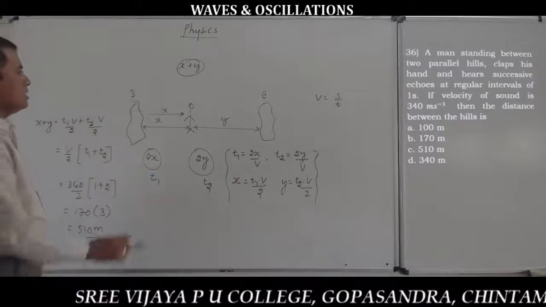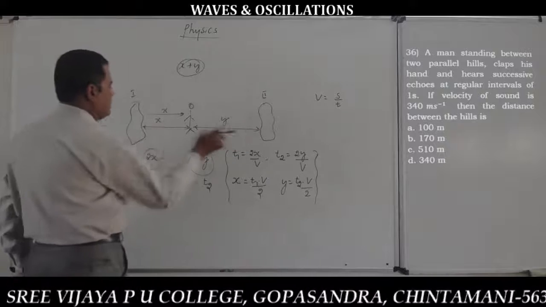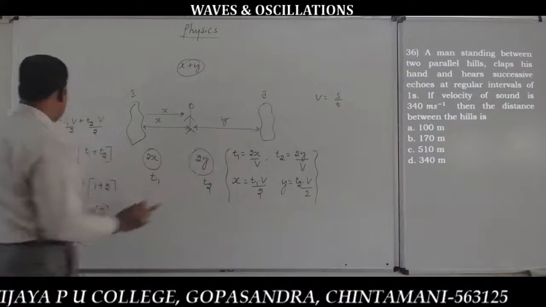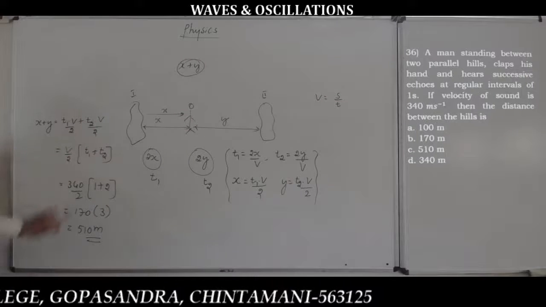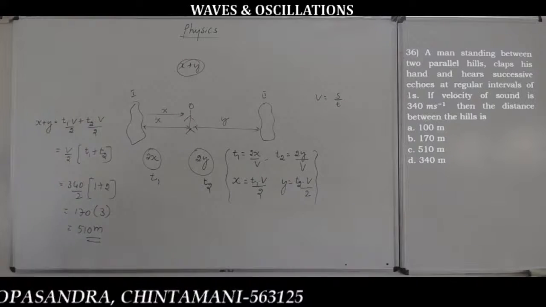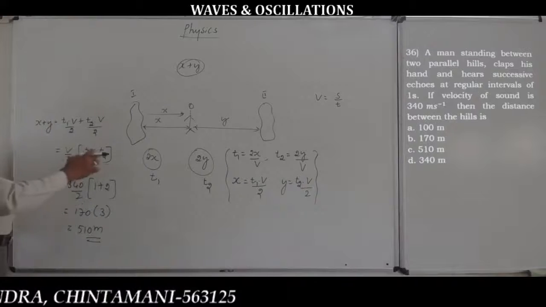Now the distance between the two hills, here it is x, this is y. So therefore x plus y is equal to t1 into v by 2 plus t2 into v by 2. You will get v by 2 into (t1 plus t2), that is 340 by 2 into (t1 plus t2).